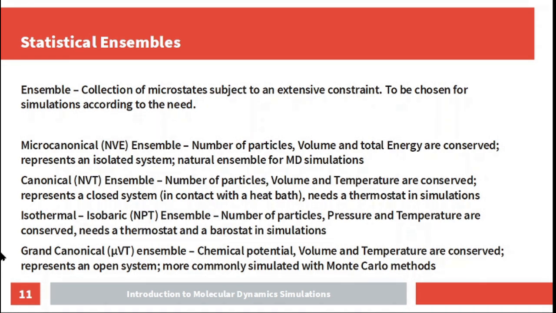There is yet another type of ensemble which is called grand canonical ensemble. Here you have chemical potential, which is mu, volume and temperature that are conserved quantities, and this represents an open system which exchanges not only energy but also particles with the surroundings. So this is more commonly simulated with Monte Carlo simulations, and this is the ensemble of choice if you want to study adsorption of gases or adsorption of molecules on some assembly of molecules or some porous materials.